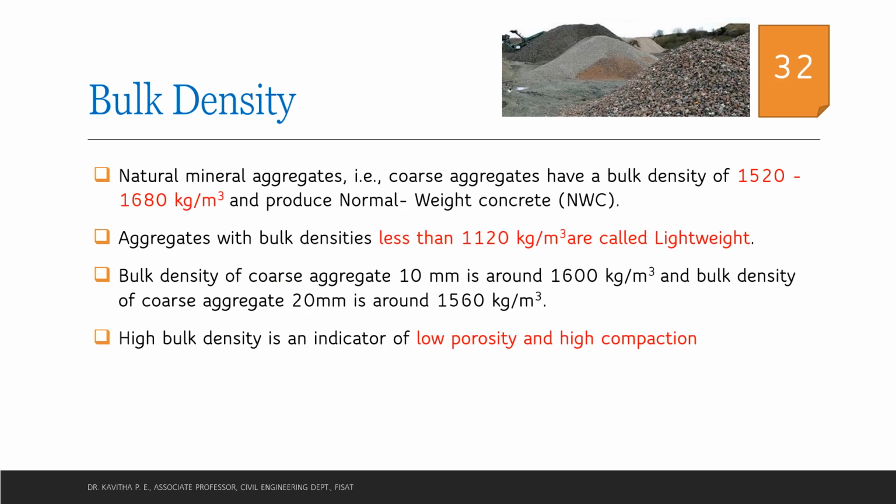Coarse aggregate used in normal weight concrete has a bulk density of 1520 to 1680 kg per meter cube. For normal concreting, we prefer 20 mm graded aggregates and they are having a bulk density of 1560 kg per meter cube. When we are using coarse aggregates of the size 10 mm, they are having a bulk density of 1600 kg per meter cube. When the bulk density is less than 1120 kg per meter cube, we call it lightweight aggregates. When the bulk density value increases, it shows a low porosity and high compaction value.